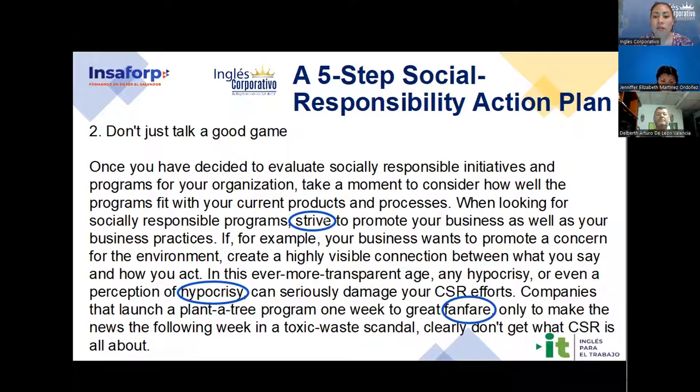Any other words that you don't understand? Is that it? No more? Teacher, okay. I don't know the meaning of fanfare. I sent it, but I don't know if you don't see it. Oh, sorry. Yeah, now I see it. Okay, sorry. It's like great advertising. A big advertisements plan, let's say.